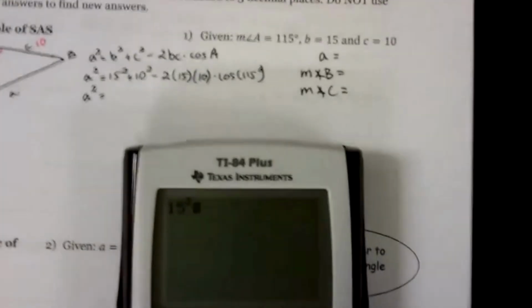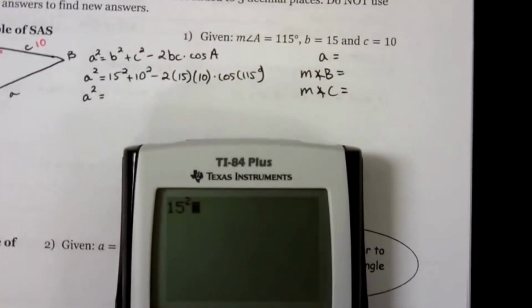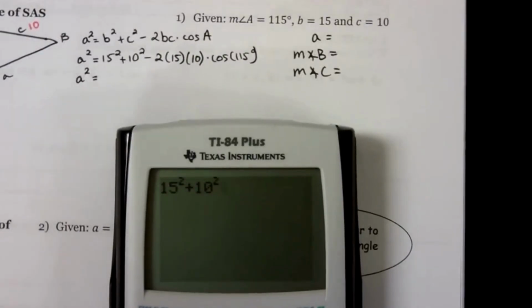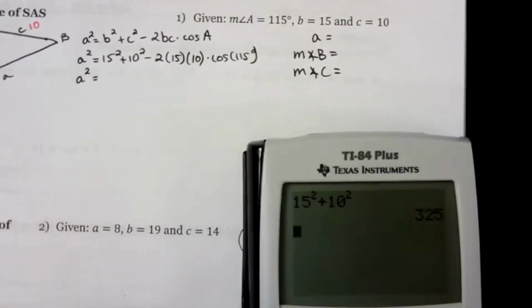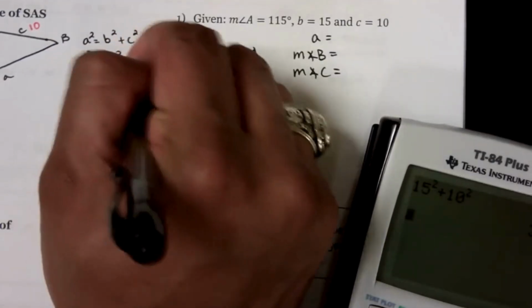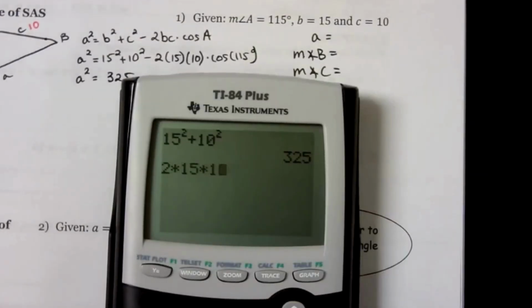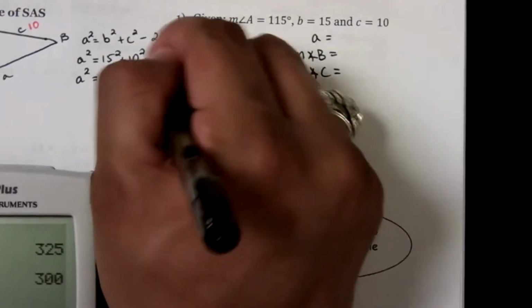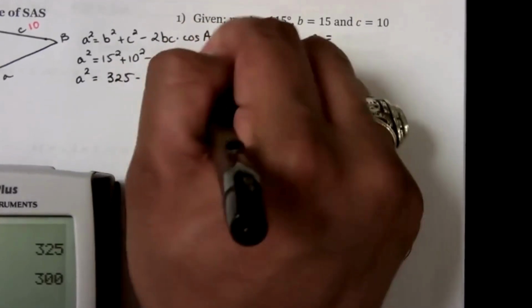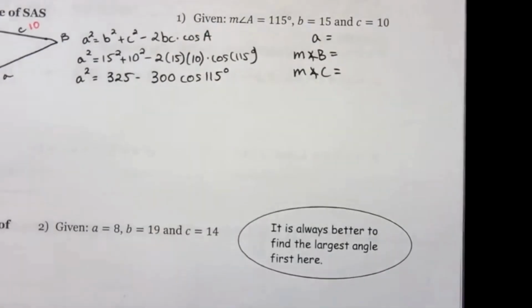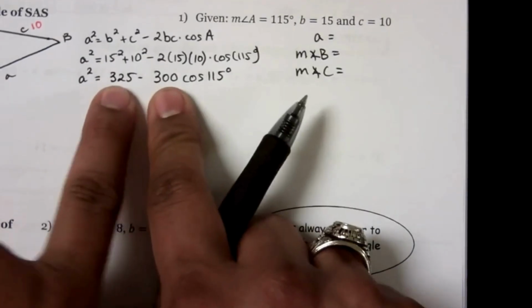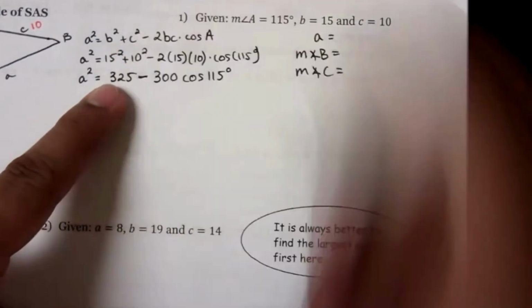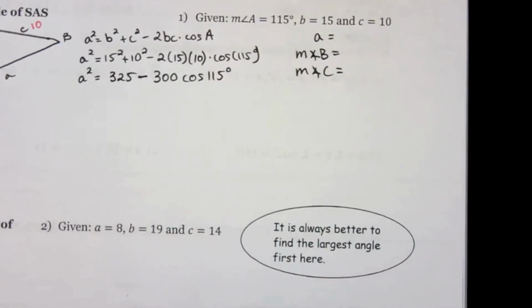What I'm going to do is do a little bit of arithmetic. So 15 squared plus 10 squared is 325. 2 times 15 times 10 is 300. Cosine of 115. Now, the biggest problem I have with students in this type of problem is that they want to subtract 325 minus 300, and you cannot do that. It does not become 25 cosine of 115. It stays exactly like that.